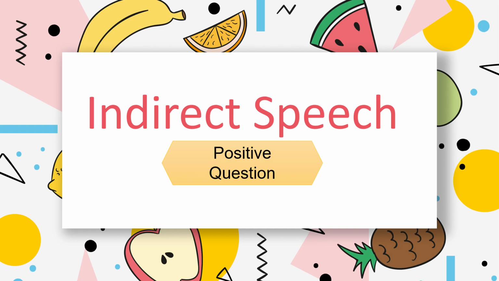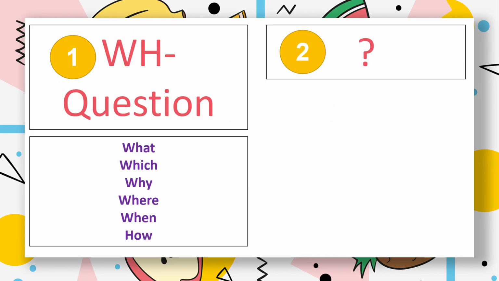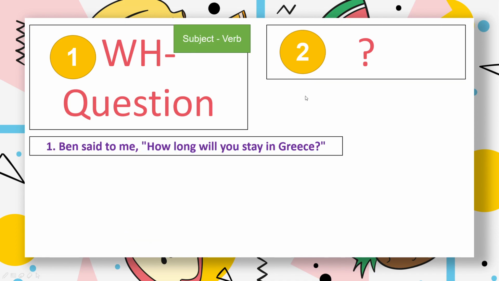Today we are going to talk about indirect speech and how to answer it in a positive question. There are two types of indirect speech questions. The first type is called the WH question, which means that the question starts with what, which, why, where, when, and how. The second type we will discuss later. Now we look at the first type.